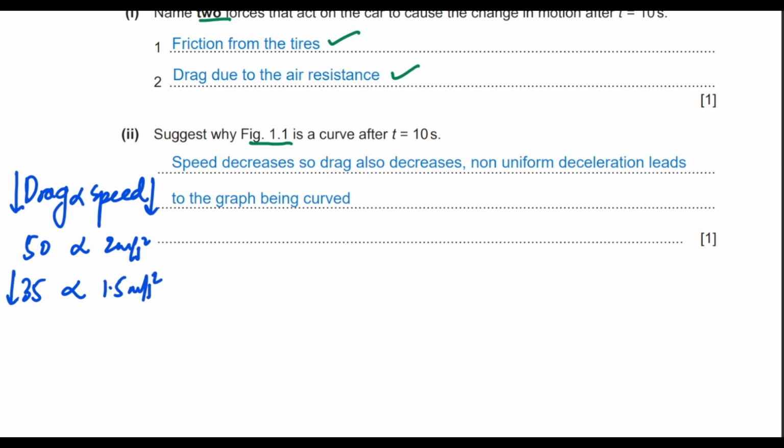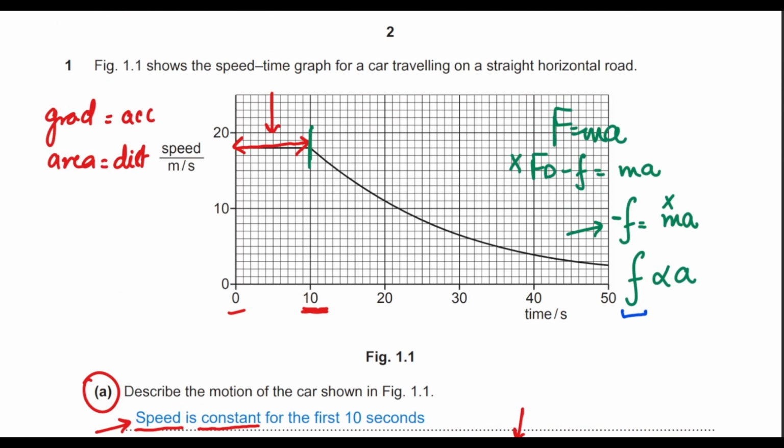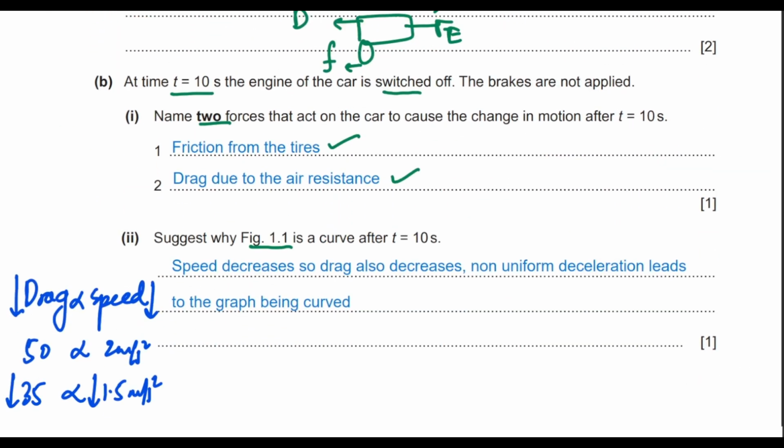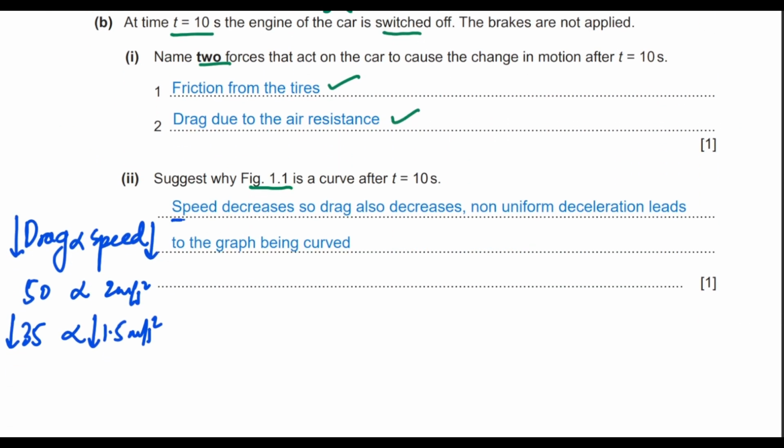And as the drag reduces, the acceleration also reduces, which is evident from the graph as well, as the gradient previously is something else, and eventually the gradient has started to reduce. It has started to become less and less negative. So we explain this idea to the examiner as that the speed is decreasing. As the speed decreases, the drag also decreases, which causes ultimately for non-uniform deceleration to take place. And this non-uniform deceleration has caused the graph to be curved, right?